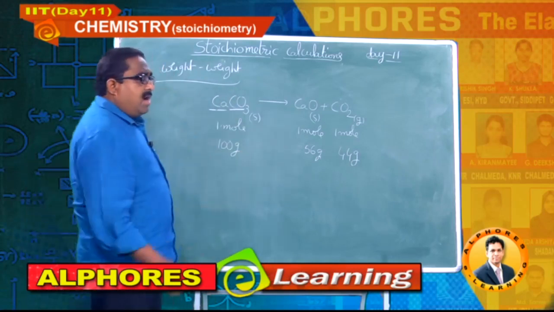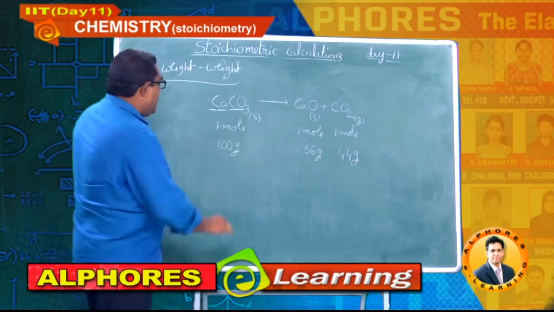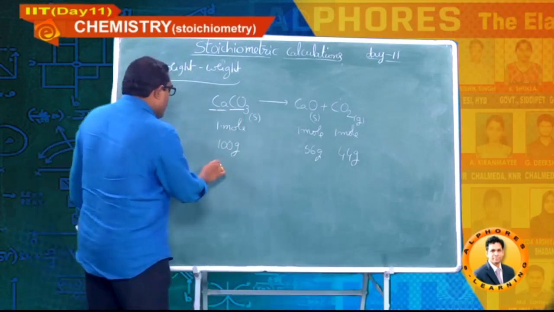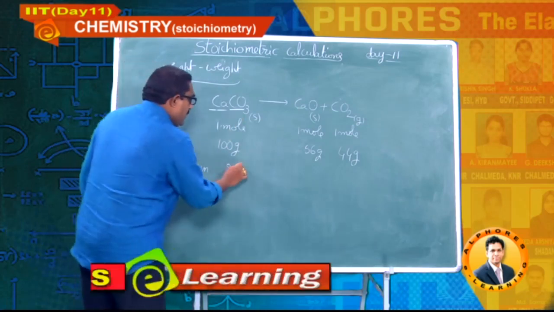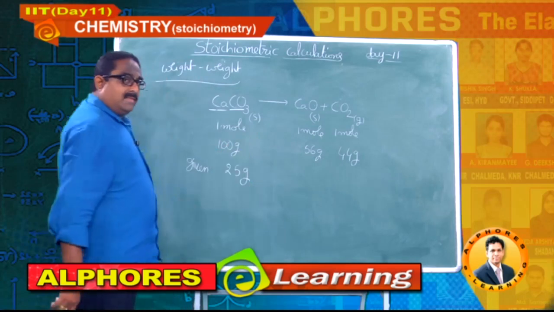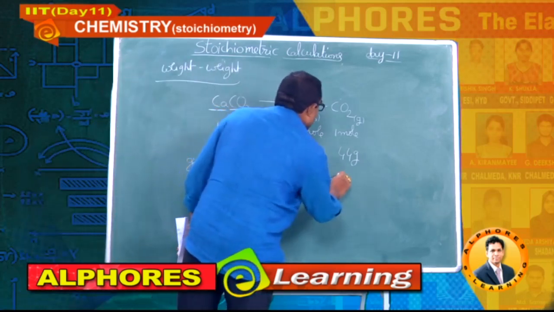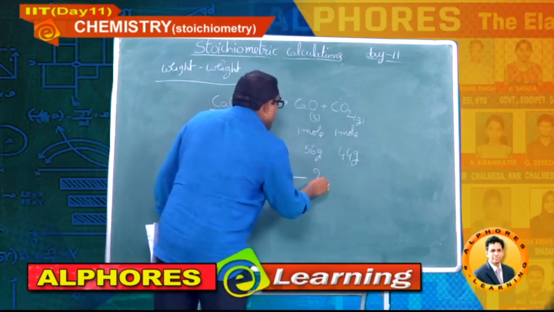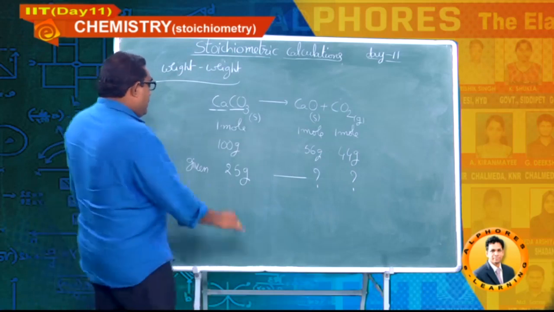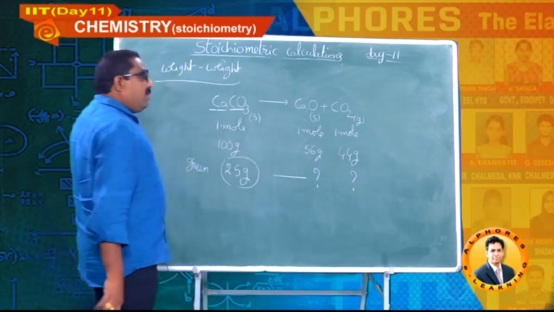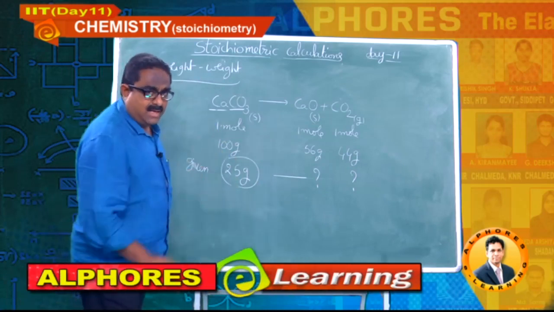Now, how the questions you are going to get on this weight relation. Suppose I am given only 25 grams, what I am writing here, students, given only 25 grams. What is the mass of both calcium oxide and carbon dioxide obtained just by decomposition of 25 grams of limestone? If the question is asked like that, what we will do?